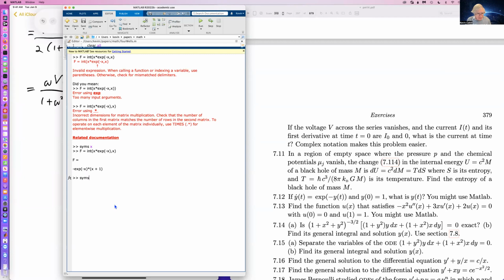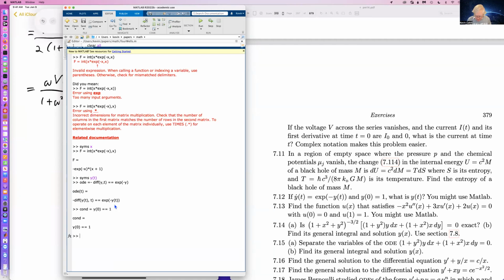So first you say syms y of t. And then you say ODE equals diff y comma t equals exp minus y. And if you just hit return, it just repeats what you said. Then you give it a boundary condition. Condition is y of 0 is 1. And it repeats that to you.